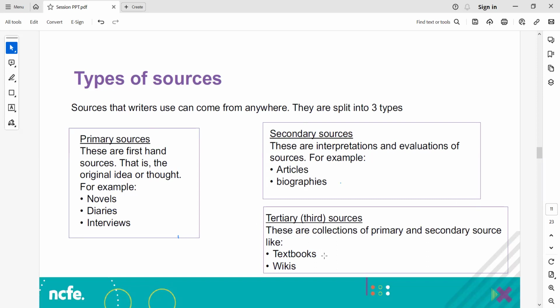So a textbook, say you're studying biology at school, you've got a textbook, and in that textbook, it would have information that is based on secondary sources, articles that have been written about plants or animals, and all of those secondary sources are used to write a tertiary source. So secondary sources are written using primary sources, and tertiary sources are written using secondary sources. Does that make sense?